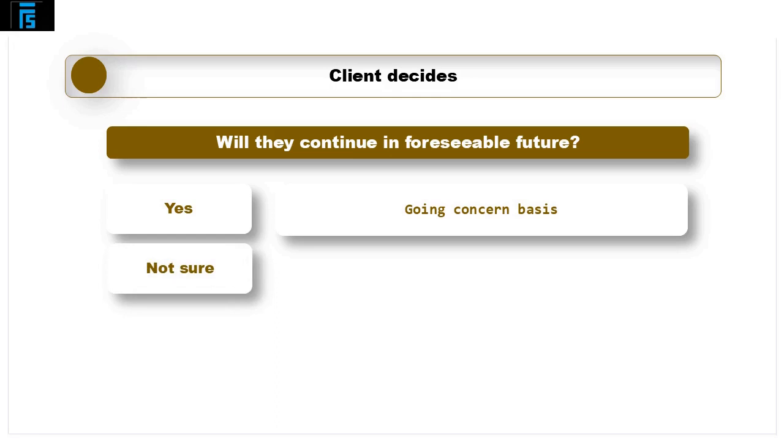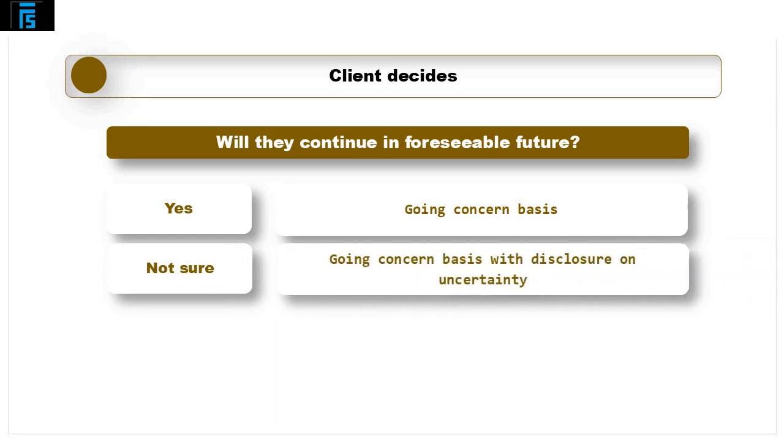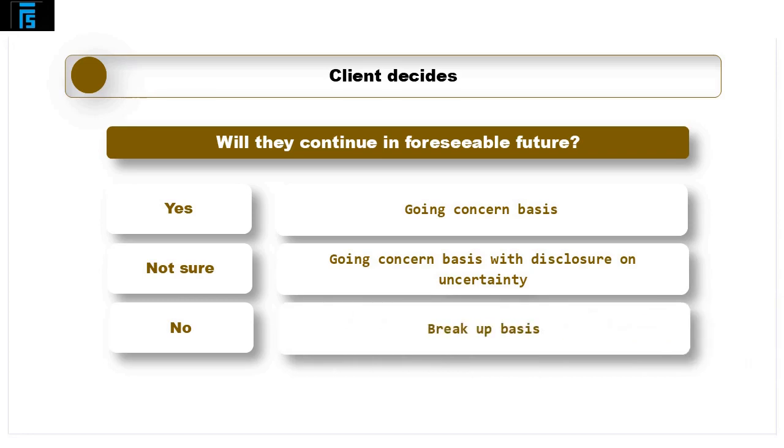If they are not sure, maybe due to financial difficulties, then they should prepare on the going concern basis but with additional disclosure. This disclosure should then explain the uncertainties to inform the users. If they believe they will no longer continue, for example if they have decided to close the business or it is impossible to continue trading, then the financial statements will be prepared using the breakup basis.